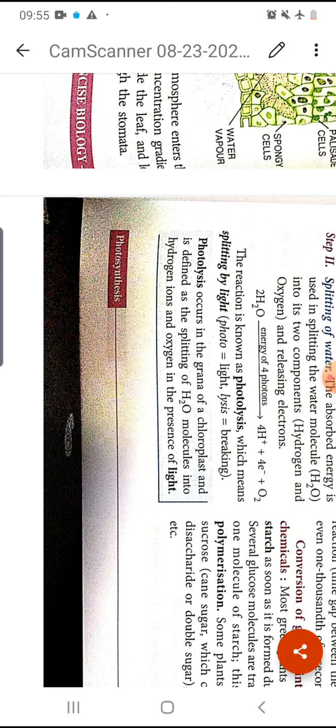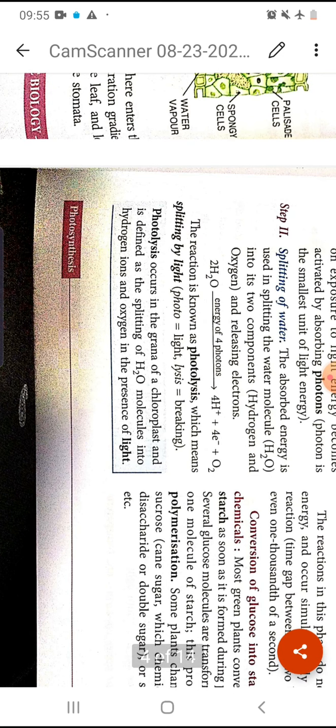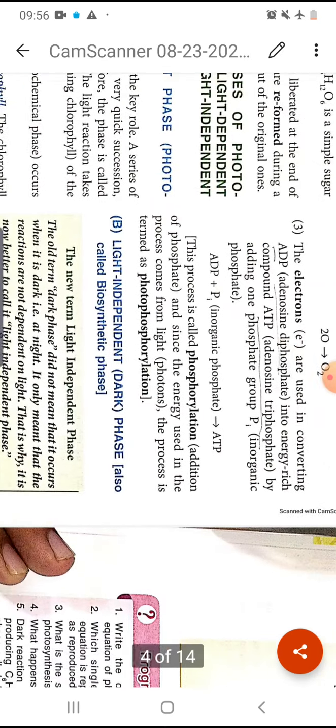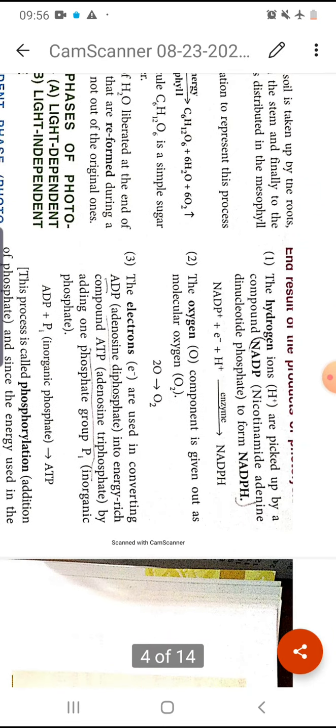Okay, so photolysis occurs in the grana of the chloroplast, and is defined as the splitting of water molecules into hydrogen ion and oxygen molecule, in the presence of light. Here you can see hydrogen ion 4H plus, O2 and 4 electrons. Okay, now the next step, the end result of this process.